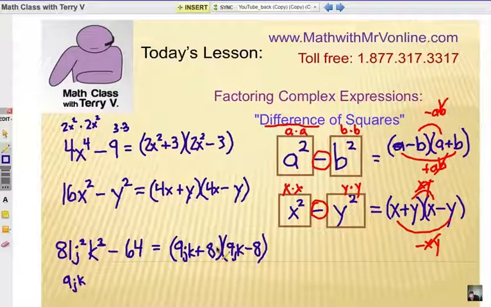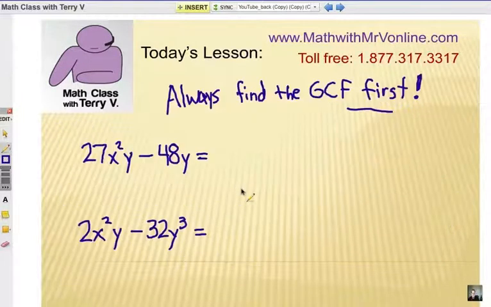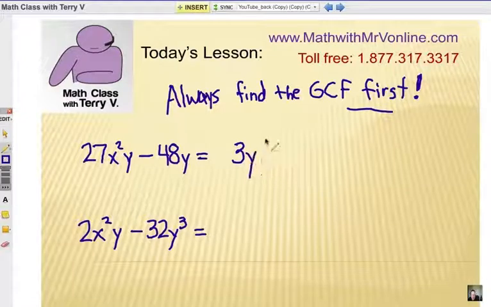Alright, on to another level of complexity. These two examples have to do with finding the GCF first. This is a really good tip when you're trying to factor an expression. Always look for the GCF, the greatest common factor, because at first you may not see the difference of squares pattern we've talked about. But if I look at the 27 and the 48, I'm thinking immediately, oh, I can factor out a 3 out of both of those numbers. And there's also a common factor of y. So let's go ahead and pull that out and see what's left.